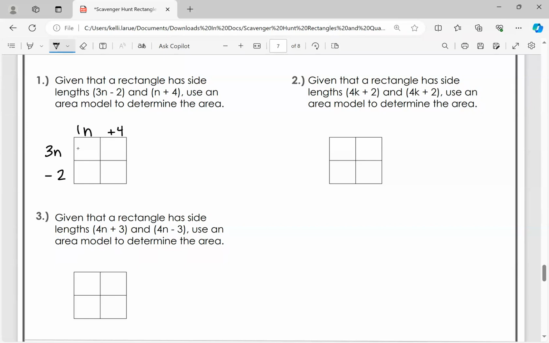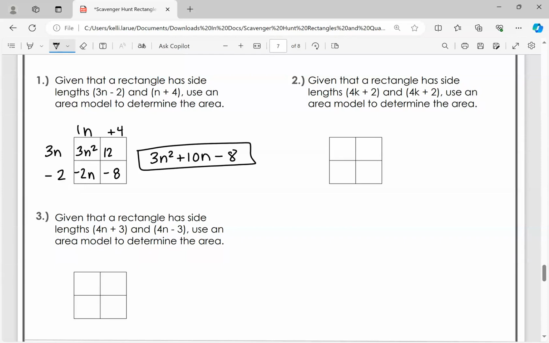3 times 1n is 3n, n times n is n squared. 3 times 4 is 12, and we have that 1n. Negative 2 times 1 is negative 2, and that 1n. Negative 2 times 4 is negative 8. We need to combine our like terms to state the area. So 3n squared. Negative 2n plus 12n is just 10n. And negative 8.